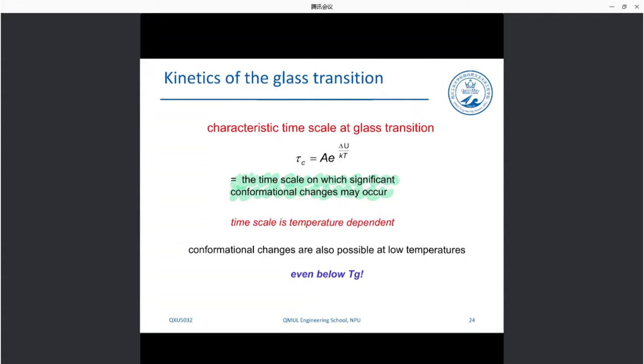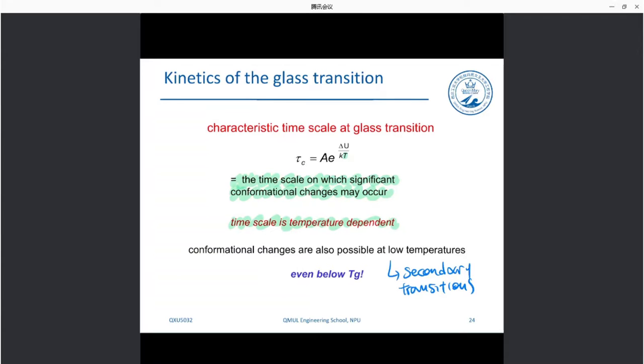It's obvious that the time scale is temperature dependent because we see the temperature value here. And conformational changes are also possible at low temperatures, even below the glass transition. But in this case, we have very minor conformational changes that have to do with secondary transitions.